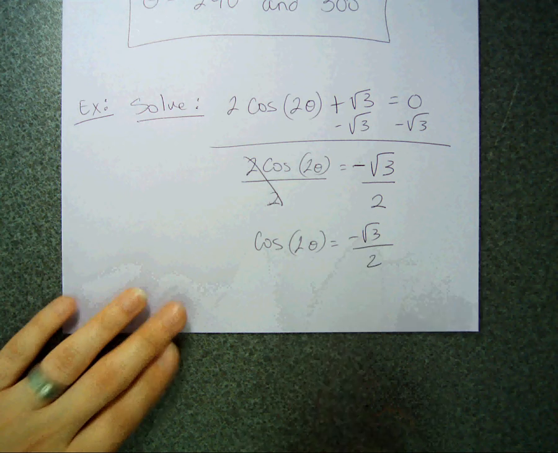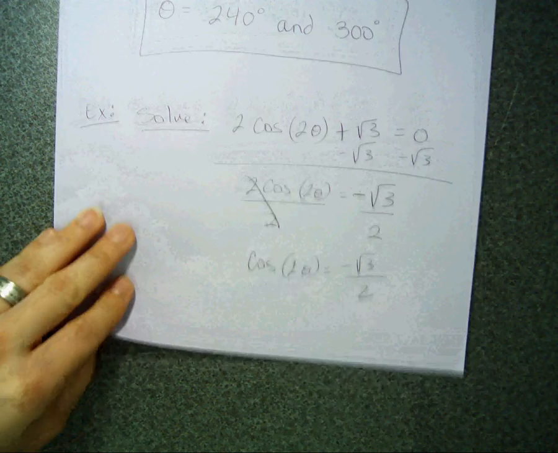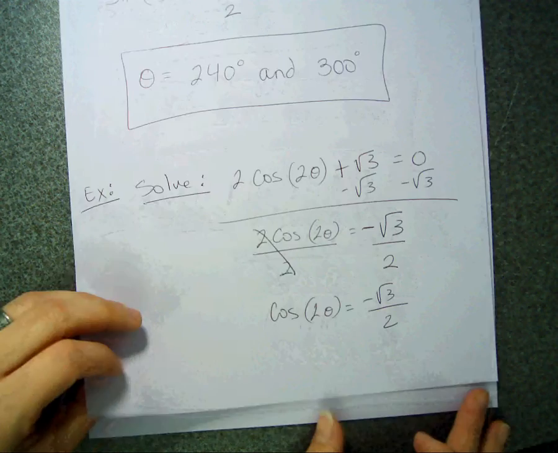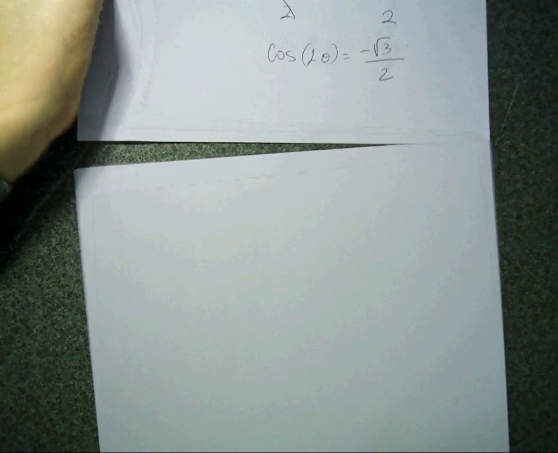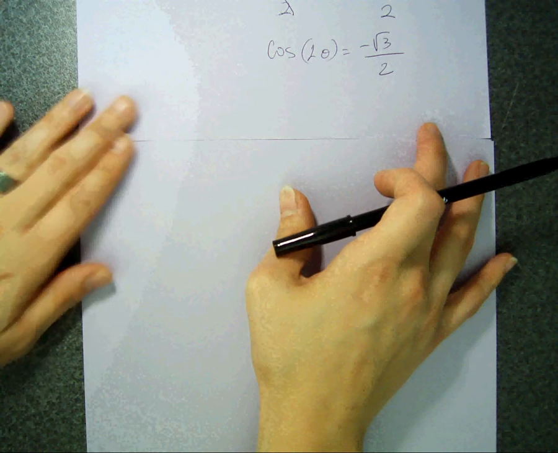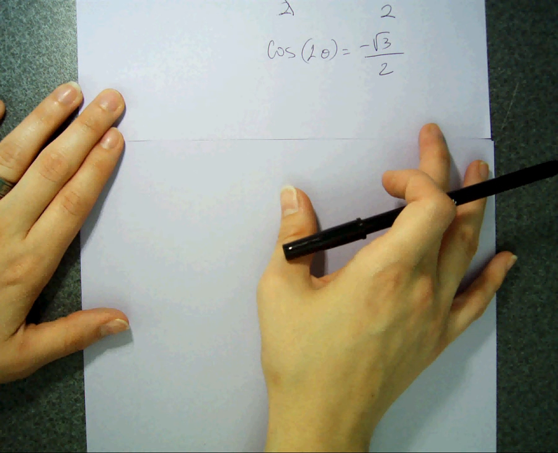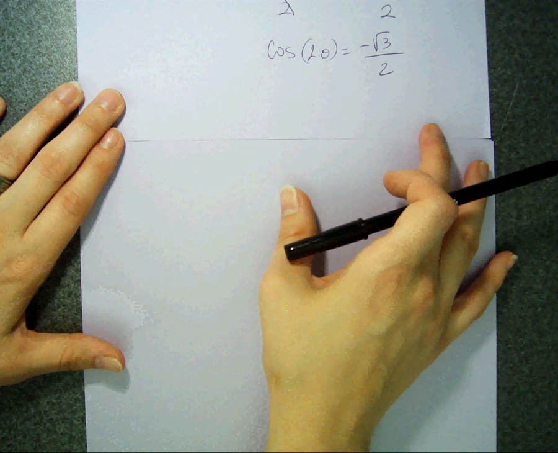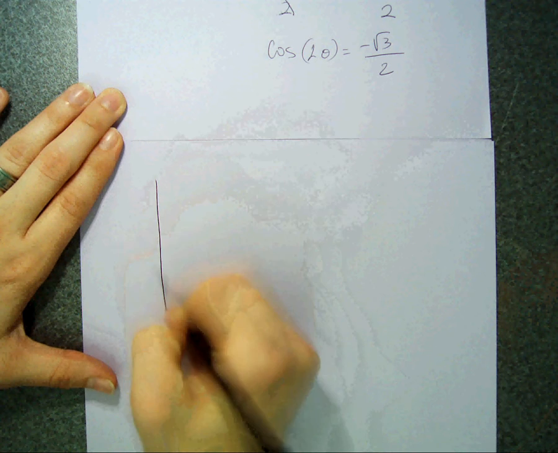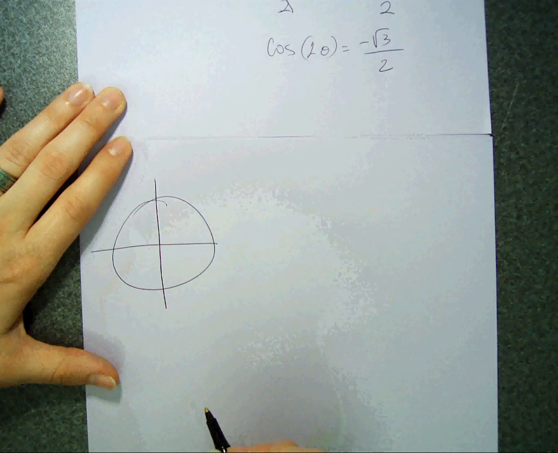I have my trig function all by itself, regardless of what's on the inside. So now is the time to go to my unit circle and figure out for what angles is cosine negative square root of 3 over 2. Alright, so I'm going to draw me a little unit circle here. Cosine is negative, so I'm going to be on the left over here. And so we have 7 pi over 6.